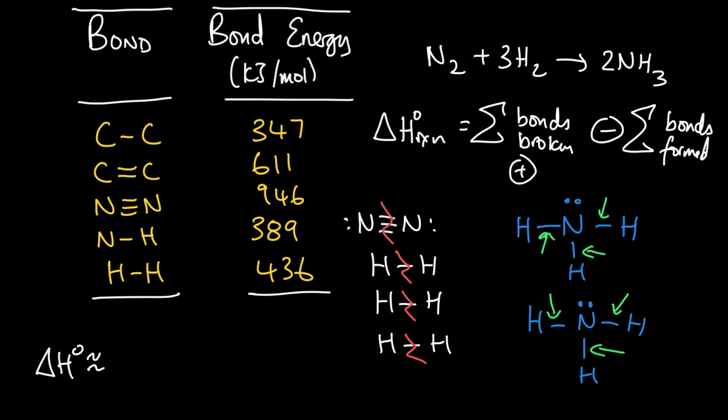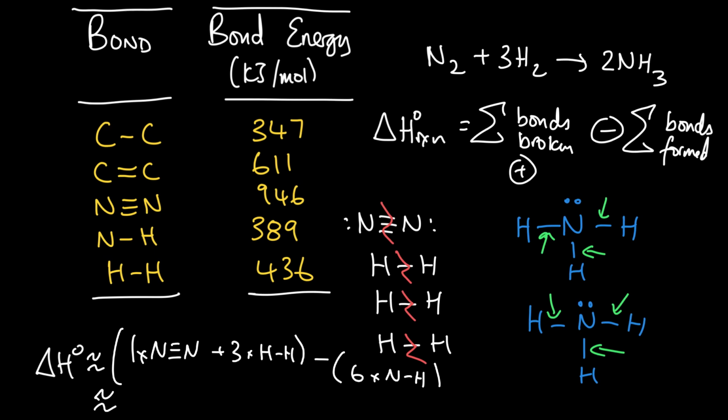So why might you do this? Well, if you don't know the heats of formation of something, you can't specifically calculate it. So if you know the bond energies, it just gives you an approximate way to do it. So I'm going to take my bonds broken. I've got an N, and I've got 3 HHs, and I'm going to subtract away from that 6 NHs.